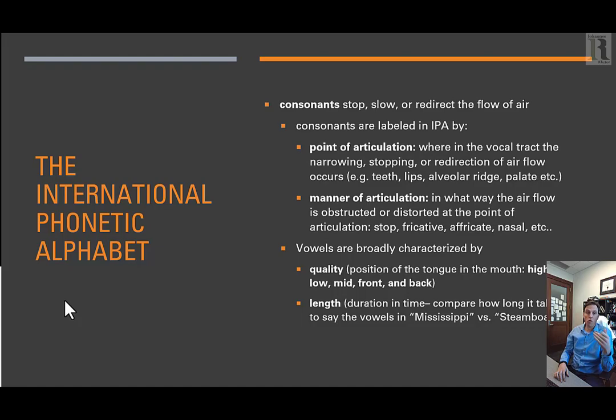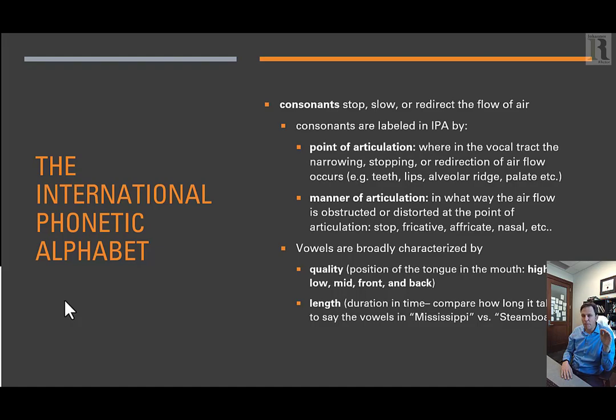Or in other languages, it might be the uvula, the little hangy punching bag thing in the back of your mouth, like the French R, and so on and so forth. And so where in the mouth is the sound being produced? And then the other thing is the manner of articulation. In what way is the airflow being obstructed or distorted at the point of articulation?